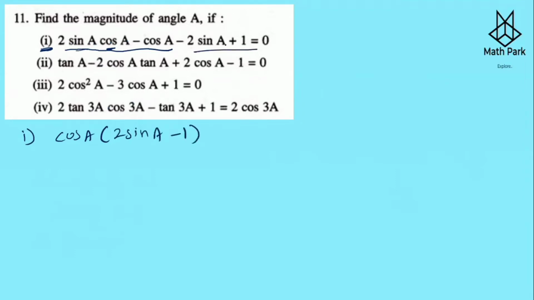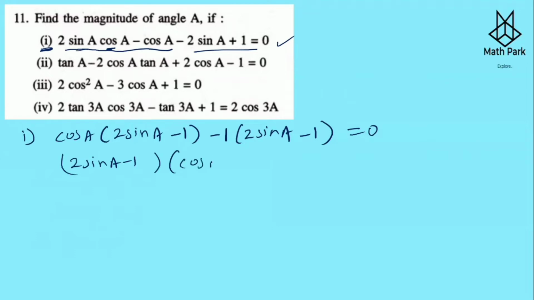Again, we have here sin A minus 1, so we take minus 1 common. So what is left in the bracket? It is 2 sin A and minus of minus, so this is plus 1, so this is going to be minus 1 here. Minus of minus is plus 1. When you open the bracket, you get the same thing again, which is equal to 0. So we got the factors 2 sin A minus 1, and the leftover in the other bracket cos A minus 1 is equal to 0.